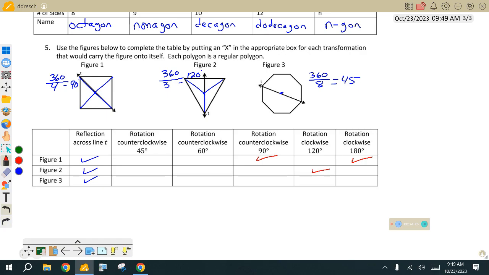And then lastly, figure 3 is a 45. So 45 for sure. 60, that's not a multiple. 90, it is. 120, is that a multiple? Nope. Is 180? There you go. Okay. So anytime I see these, go calculate those rotational symmetry or those rotational degrees. Okay. All right. That's where we'll pause it.